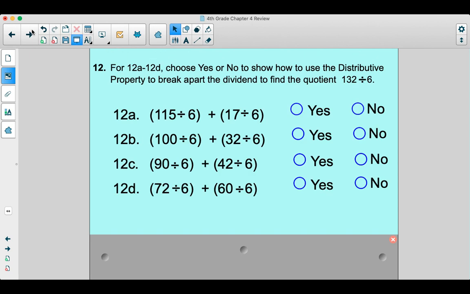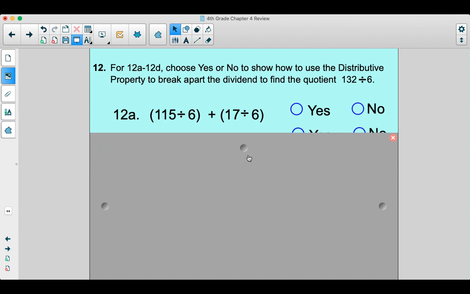Woo! All right, number 12. Coming at you quick. Let's go here. Let's cover these. I get overwhelmed when I'm looking at too much stuff. For 12a through 12d, choose yes or no to show how to use the distributive property to break apart the dividend to find the quotient 132 divided by 6. I need to read that again. You probably do too. Make sure you understand the question.